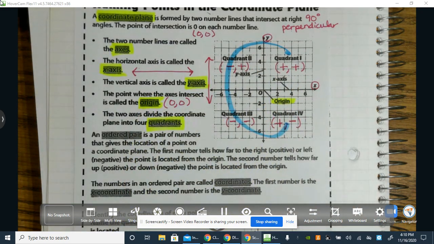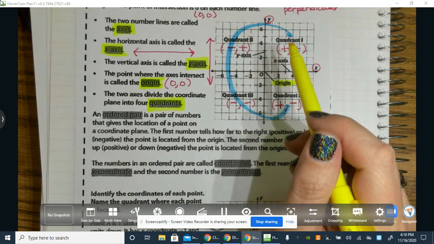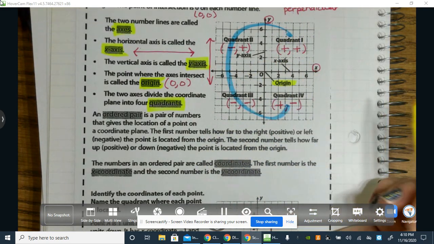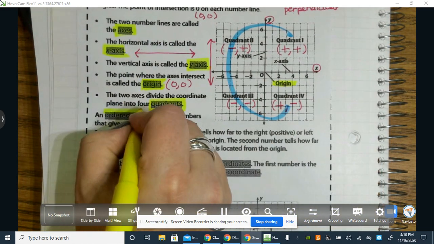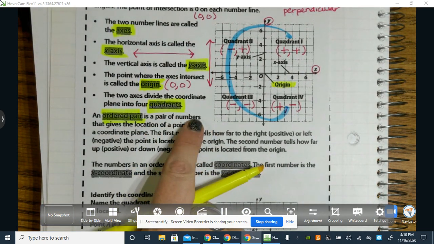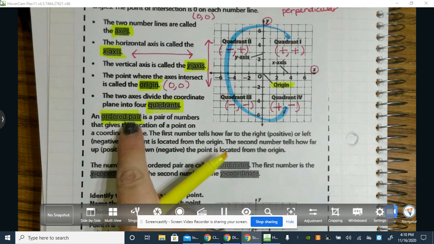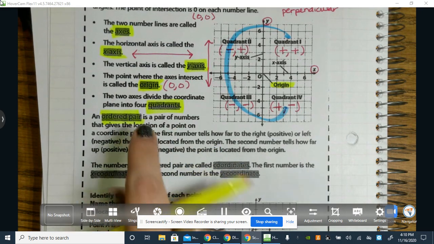Here, with ordered pairs, you're going over, left and right first, and then up and down. Okay? It's just the way it goes. That's the one difference between the two. So an ordered pair is a pair of numbers that gives a location of a point on a coordinate plane. So it gives the location.